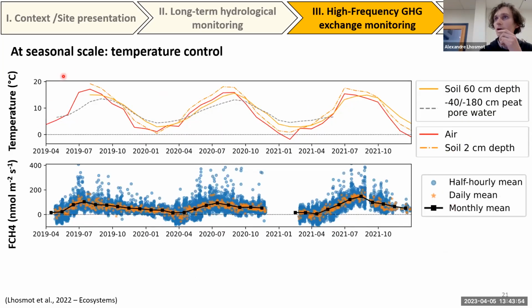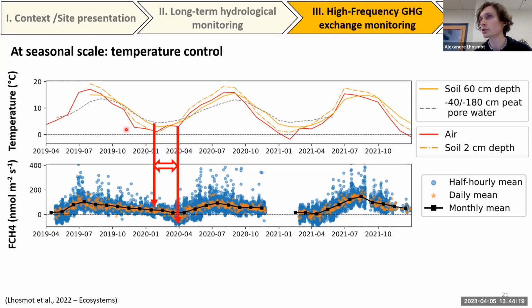In addition, at a seasonal scale, we show that temperature is a good proxy of methane fluxes, as we can see on this plot. It's the mean monthly temperature of air and at different depths in the peatland. You can see that methane emissions are higher in summer when the temperatures are higher. It's not surprising because methane production increases with temperature.